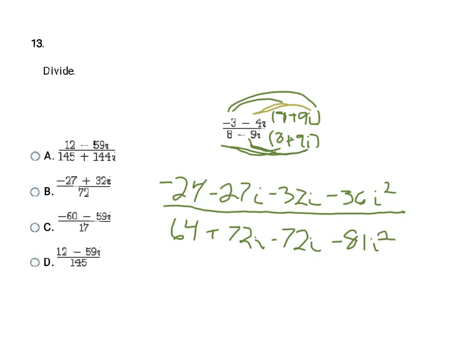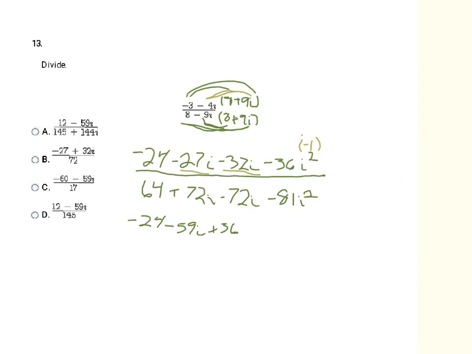And so now I'm just going to see what I can simplify in the top and what I can simplify in the bottom. So in the top here, I have like terms. I have two terms that are i's that I'm going to combine. That's going to give me negative 24, and then negative 27i minus 32i is going to be negative 59i. And then this i squared here is the same as negative 1. So negative 36 times the negative 1 is going to be a plus 36.